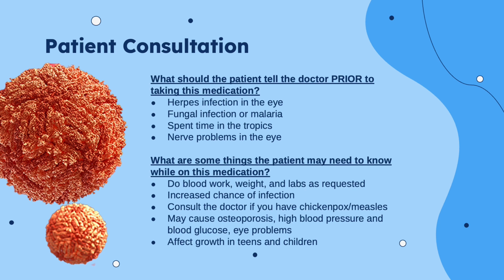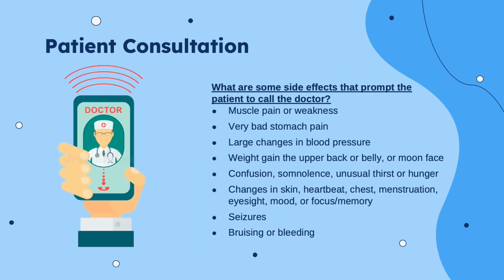The patient will want to consult the doctor if they have chickenpox or measles, and this medication may cause osteoporosis, high blood pressure, high blood glucose, and eye problems. This medication may also affect growth in teens and children. What are some side effects that prompt the patient to call the doctor? If they have muscle pain or weakness, very bad stomach pain, large changes in blood pressure, weight gain in the upper back or belly or moon face, confusion, somnolence, unusual thirst or hunger, changes in skin, heartbeat, chest, menstruation, eyesight, mood, or focus and memory, seizures, bruising, or bleeding.